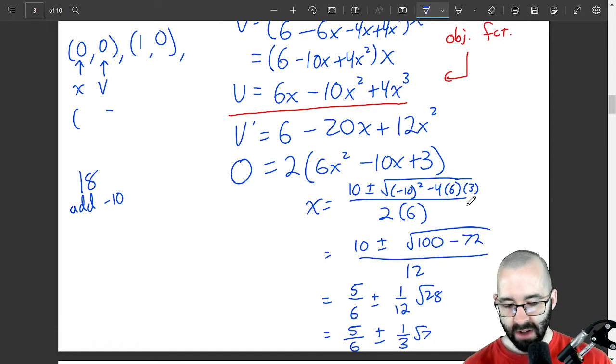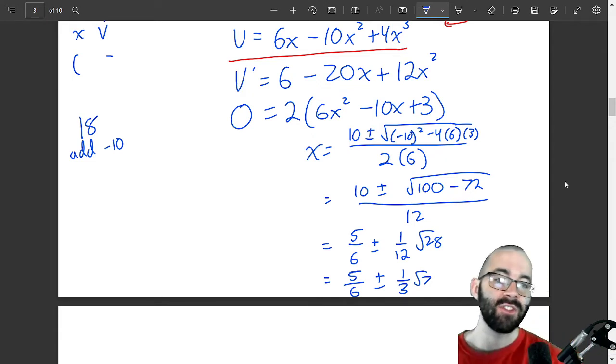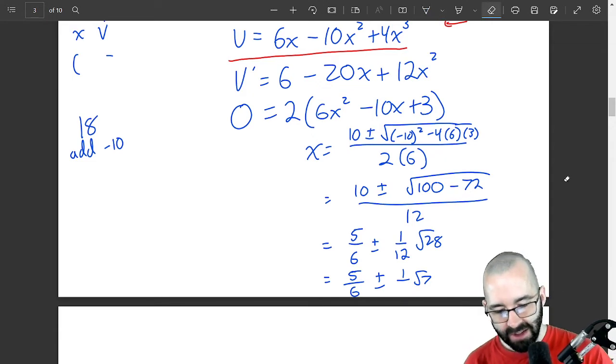Derivative looks good. Factor out a 2. That is going to give you 6x squared minus 10x plus 3. Use the quadratic formula. Negative b plus or minus the square root of b squared minus 4ac, all over 2a. That's good. 10 over 12 is 5 sixths, plus or minus, 100 minus 72 is 28. That is, oh, it's 4 times 7. That's 2 root 7. So this is actually a 6 right here.